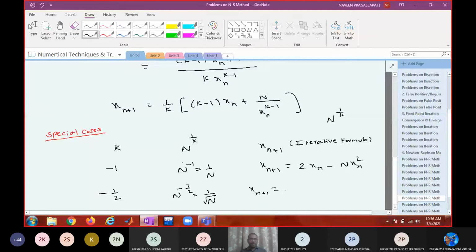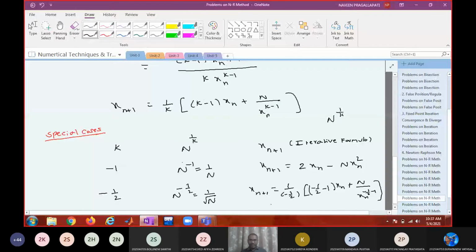xn plus 1 is equal to, so k equal to minus 1 by 2. So 1 by minus 1 by 2 into minus 1 by 2 minus 1 into xn plus n by xn power minus 1 by 2 minus 1. That means what? This is going to be minus 2. This is going to be minus 3 by 2. And this is going to be minus 3 by 2. So when I take to numerator, it is going to be 3 by 2. So minus of minus plus. So it is going to be 3 by 2. Okay, so 2 gets cancelled, right?